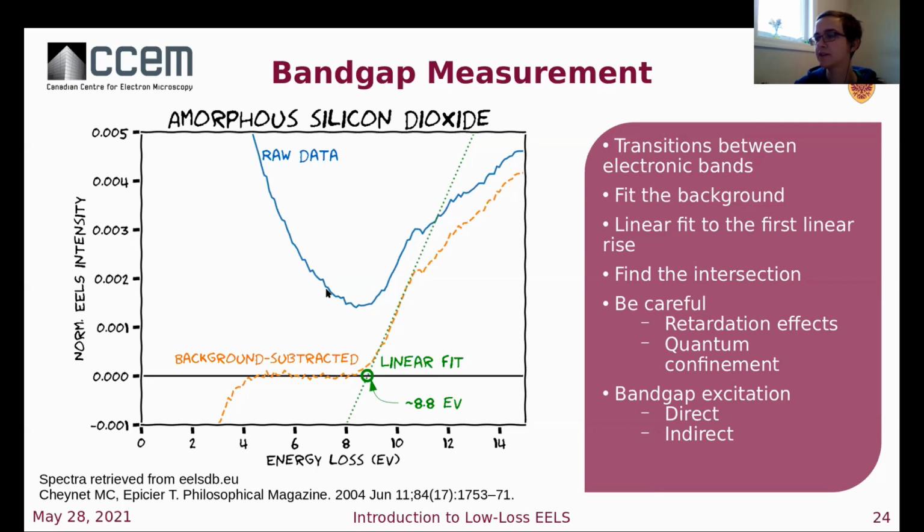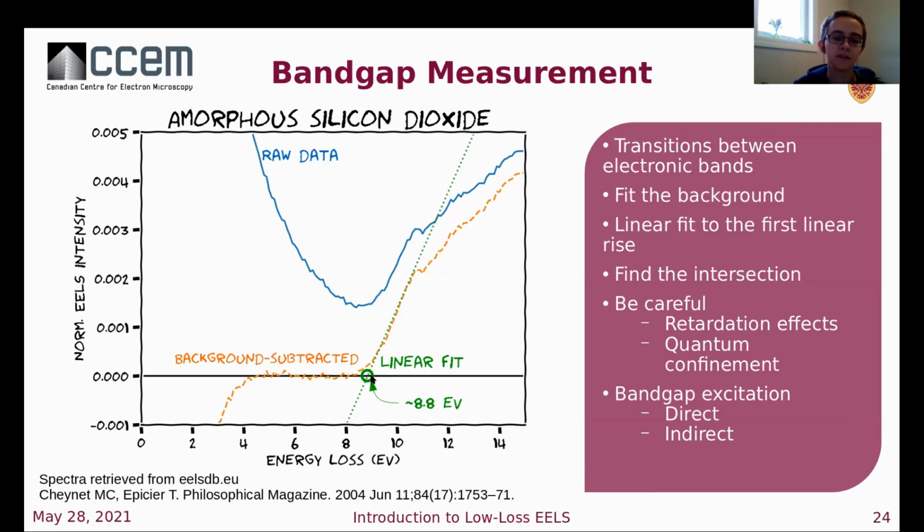To measure this bandgap, first we need to subtract this background. Often we're sitting on the tails of the low loss spectrum of the zero loss peak in the low loss. And subtracting these tails is very important for doing bandgap measurements. So if we fit and subtract the tail of the zero loss here, we come out with something near zero. We take the first rise in this spectrum and we fit a line to it. And where this line crosses zero, we have our measured bandgap.